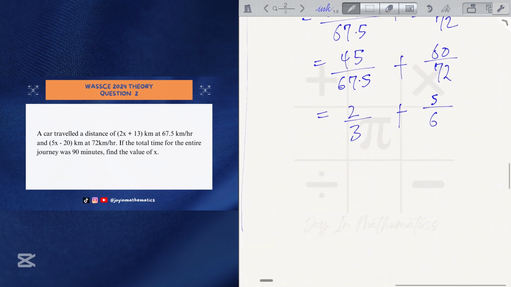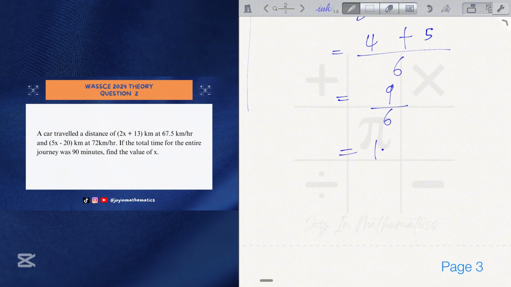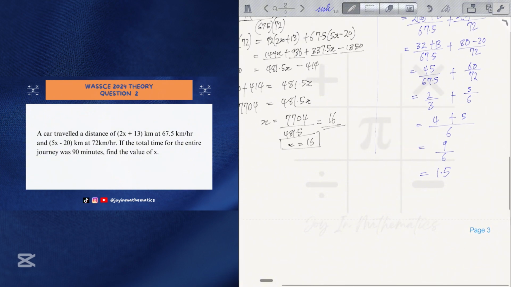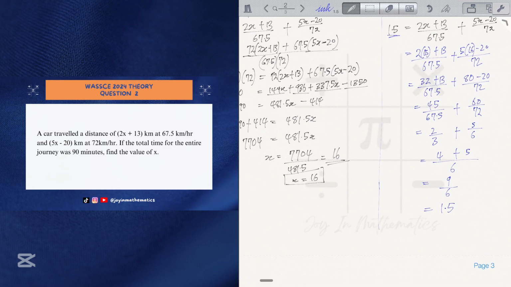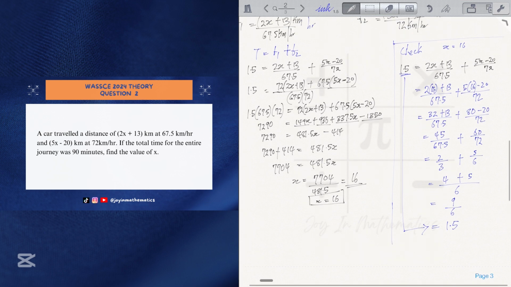Now when we take LCM of both sides, 6, this will give us 4 plus 5, and we'll have 9 over 6, and 9 over 6 is an expression for 1.5. Now we can see that we have 1.5 at the beginning and also 1.5 at the end. So our value for x equal to 16 is correct.